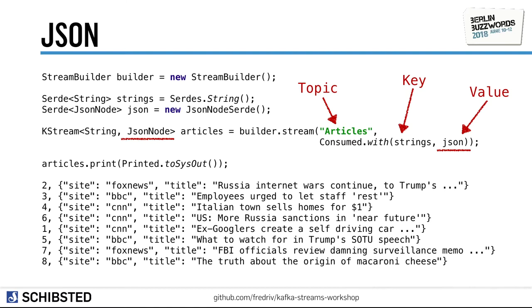So, since I then specify that the value type is now JSON, I get a KStream of String type for the key and JsonNode for my value. And the printout still looks the same, since it's still JSON.